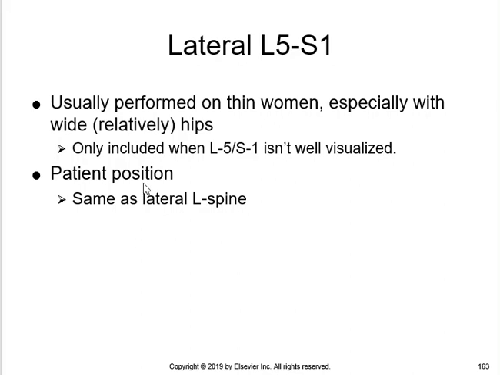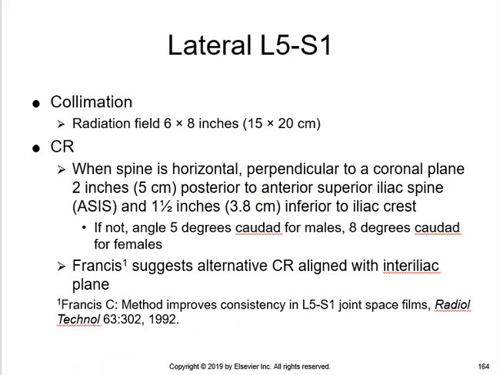So the patient position is going to be the same as the L spine, but the difference is that we're going to collimate down to a small area, and the overall image size is only going to be about 4 by 4. So your collimation here, it shows 6 by 8, but I'm really kind of a collimation nerd, so I'm going to collimate in significantly smaller than that. Again, my image size is going to be about 4 by 4.